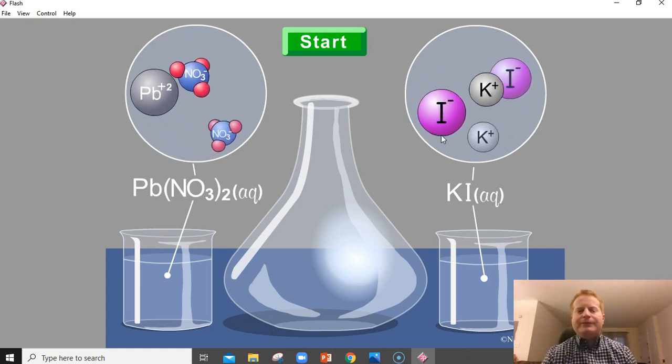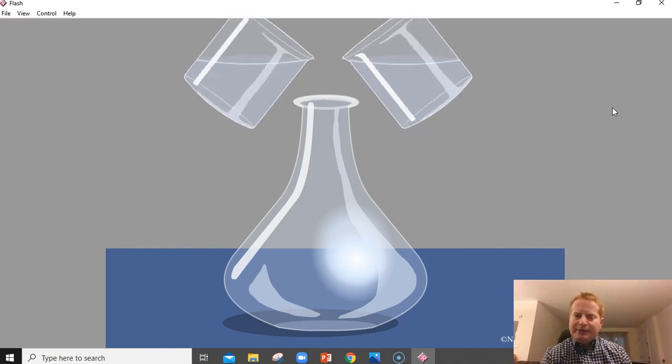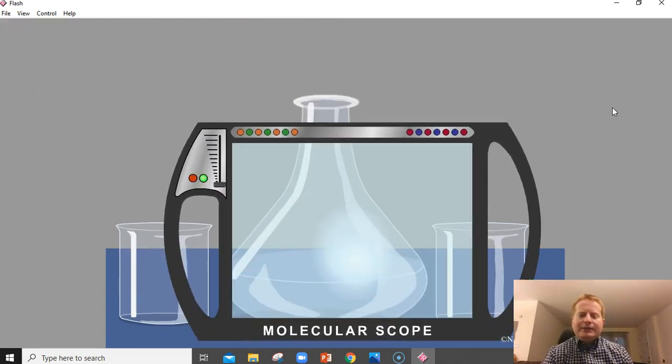So let's watch what happens. So we pour our two clear liquids together because they're both aqueous. And we're going to zoom in to see what's happening at the chemical level.